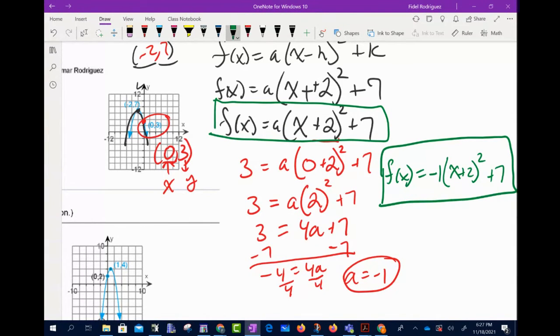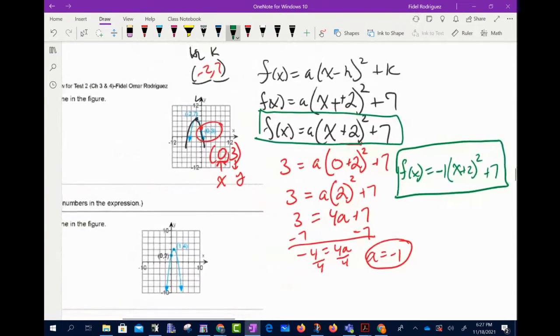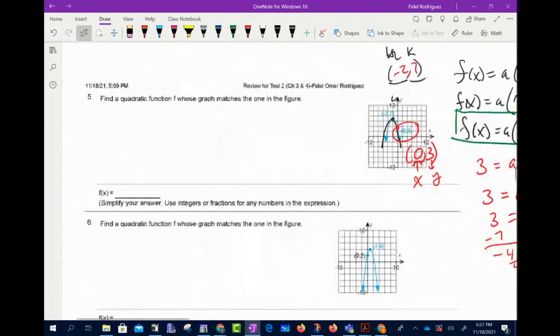Okay. And then the other one that I had a question on was number 13. Yes. Let's go to 13.